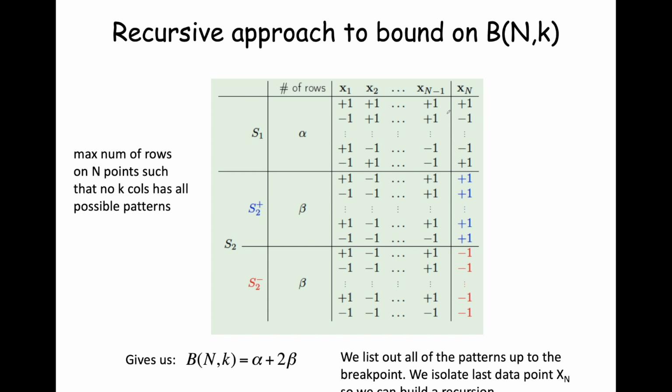Now, of course, we said that the breakpoint is going to be k. And so as we described before, a breakpoint is defined as the size of the data set, k, where you can no longer generate all possible 2 to the k many dichotomies. And so we're going to list out our dichotomies, and then we're going to arrange this table in a particular way.